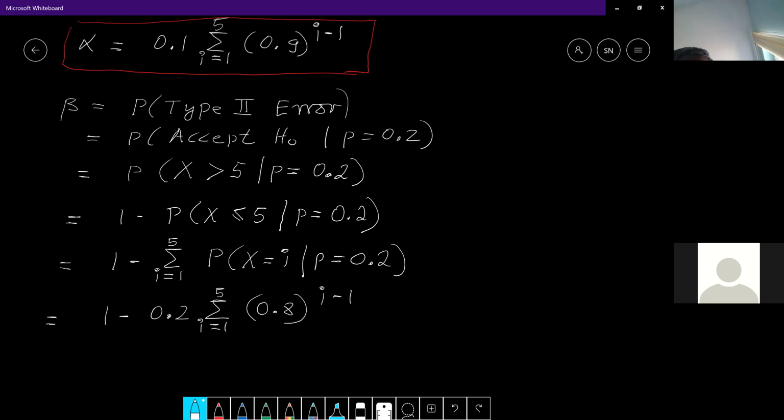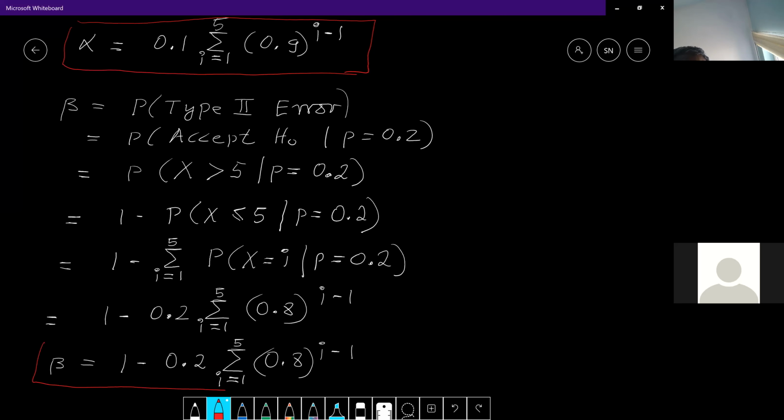Okay, so the conclusion is the following, that beta should be equal to 1 minus 0.2 times the sum... So this is, let me put this in a box.